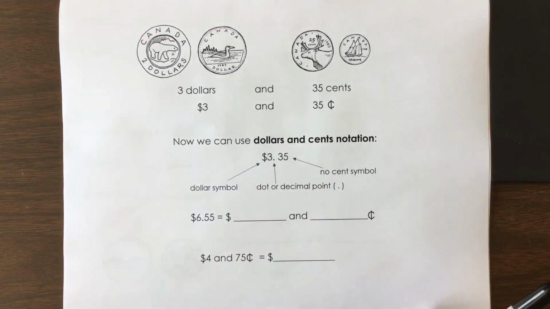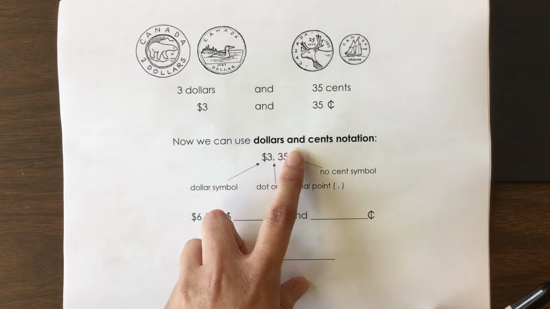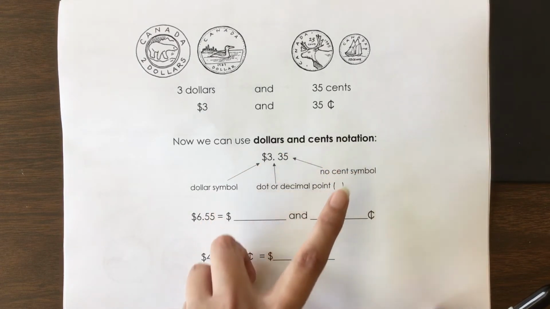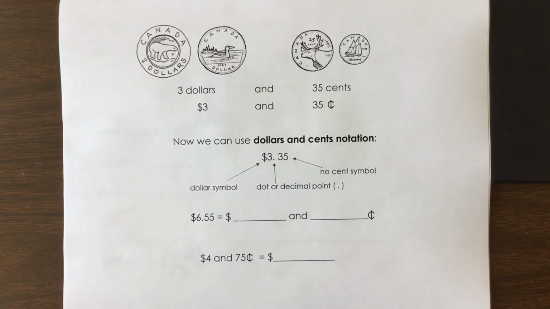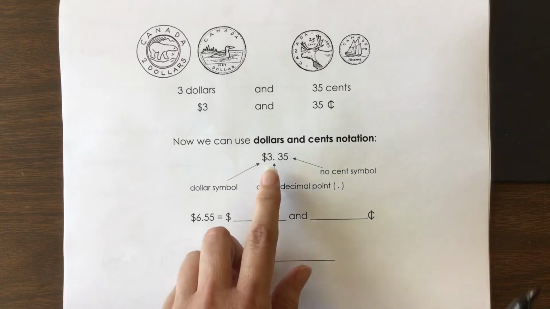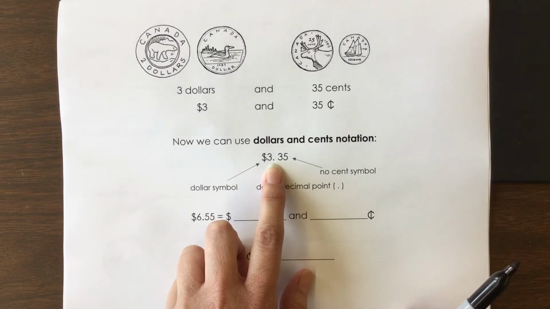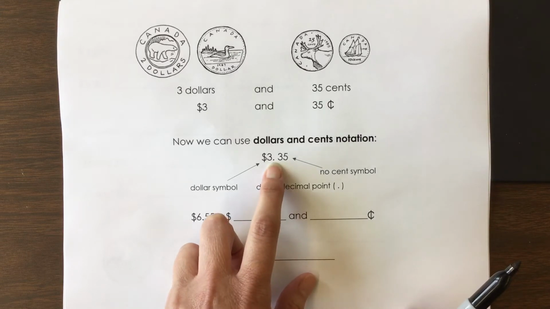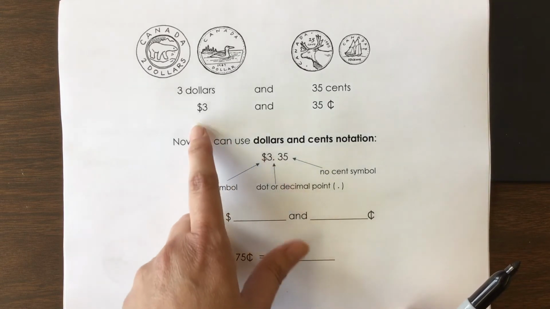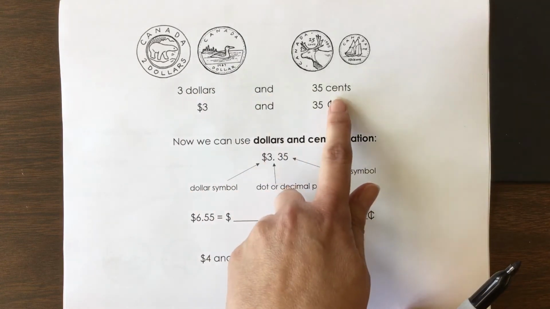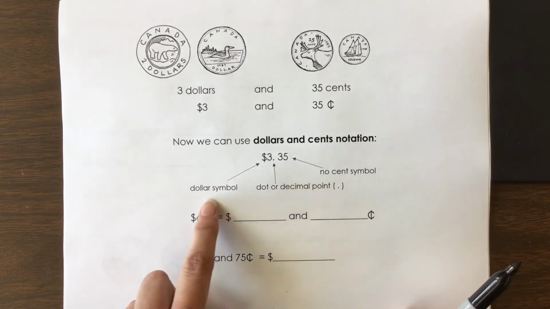Today I'm going to show you a new way to show how much money you have. Now we can use the dollars and cents notation. It's a little bit different than what you've been learning so far. Let's take a look at how it's different. Here's an example of a total of money that uses dollars and cents notation. There are a few differences between this and what we used previously. Let's talk about the differences and the similarities.